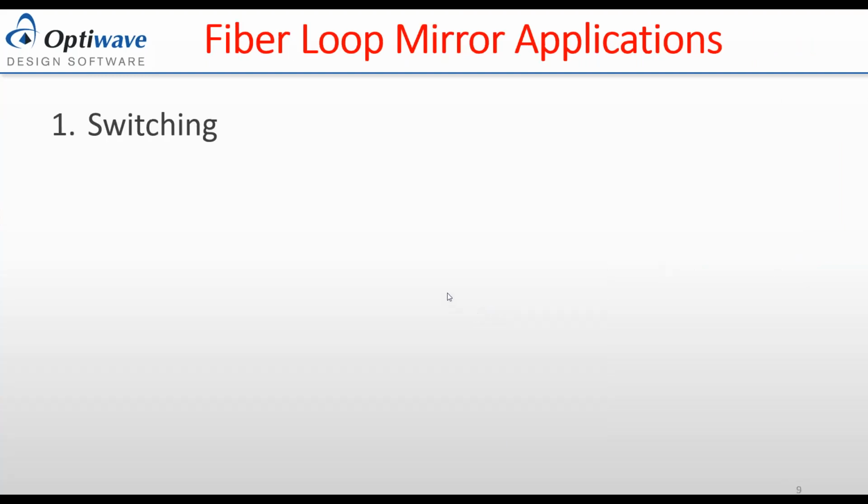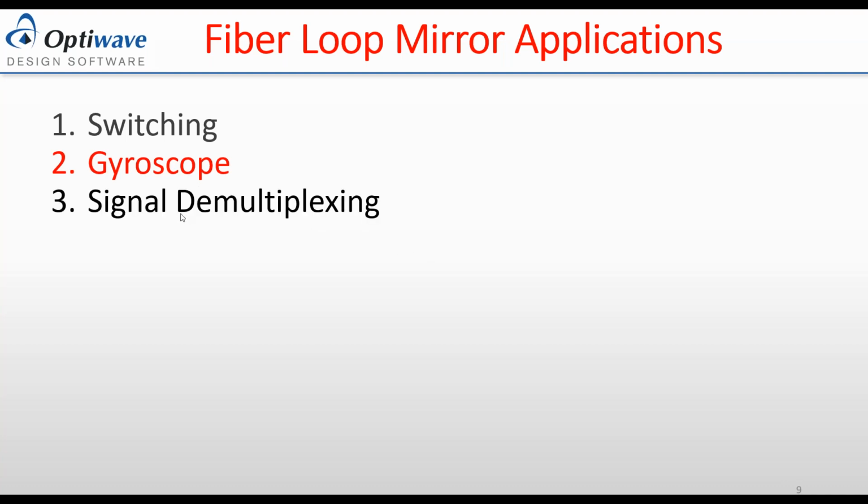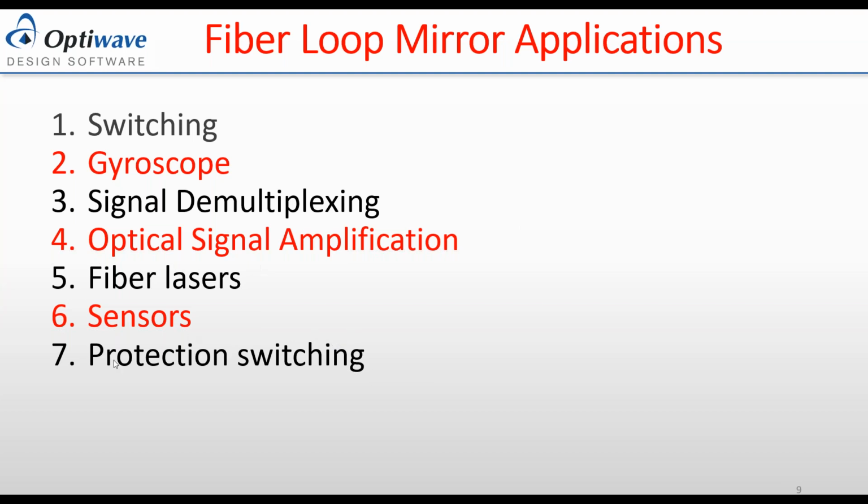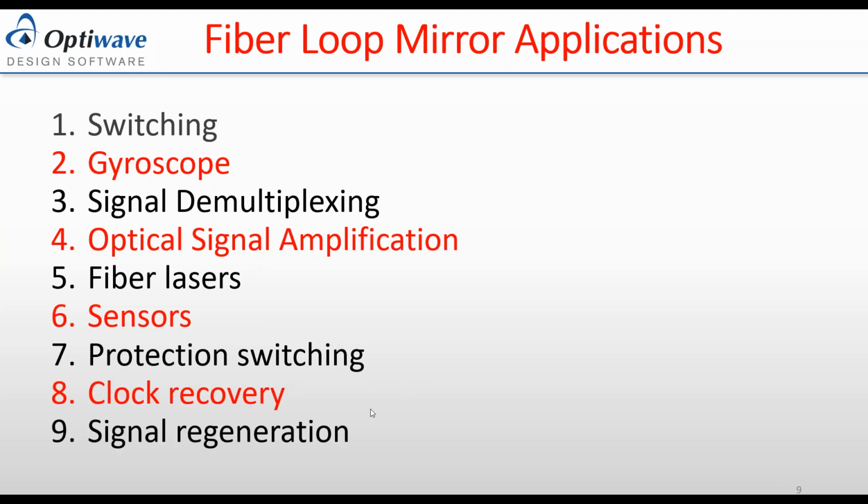Now, here I'm going to describe some of the applications you may find in the literature for fiber loop mirrors. As I showed you earlier, switching is one of the major applications. Then you can use it for gyroscopes to measure phase, and for signal demultiplexing. You might use it for optical signal amplification, for fiber lasers. You may use it in sensors, as we're going to do later on in this webinar. You might use it for protection switching, for clock recovery, for signal regeneration, and so on.